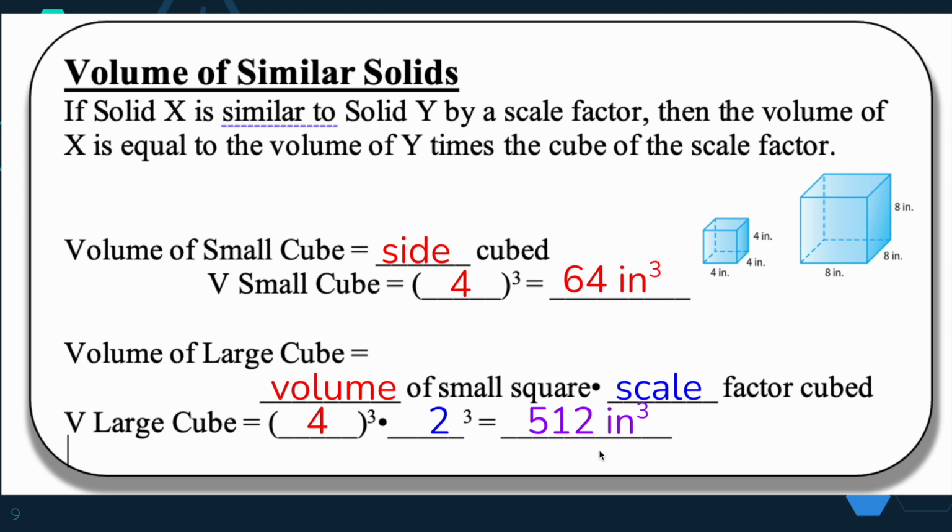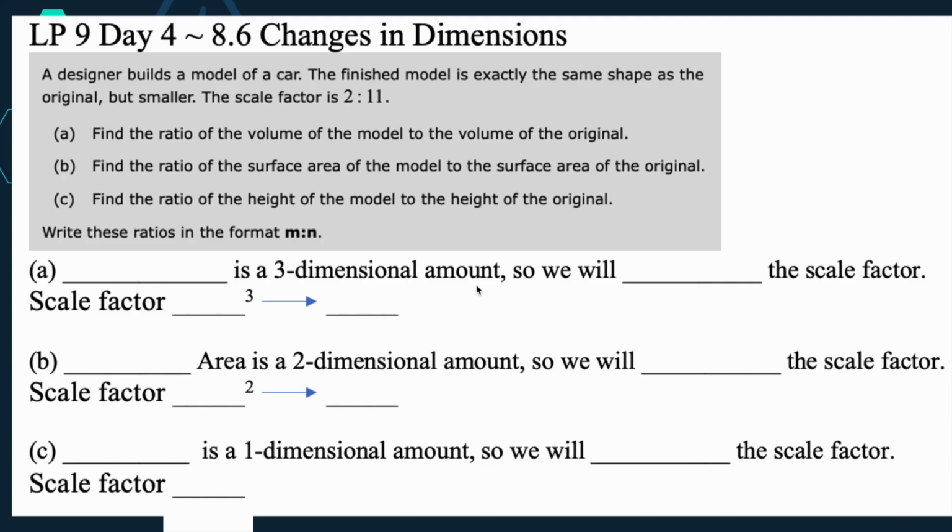All right, so now we're going to take this and apply it to a problem here. A designer builds a model of a car. The finished model is exactly the same shape as the original, but smaller. The scale factor is 2 to 11. So the model, if it's 2 inches, then maybe the real car is, I don't think you'd say 11 feet. That'd be a big jump there, but it's 2 to 11.